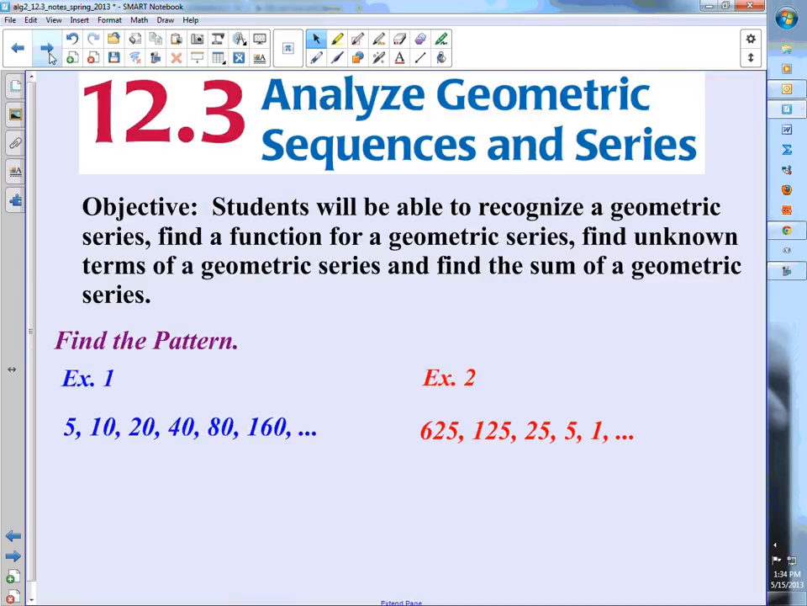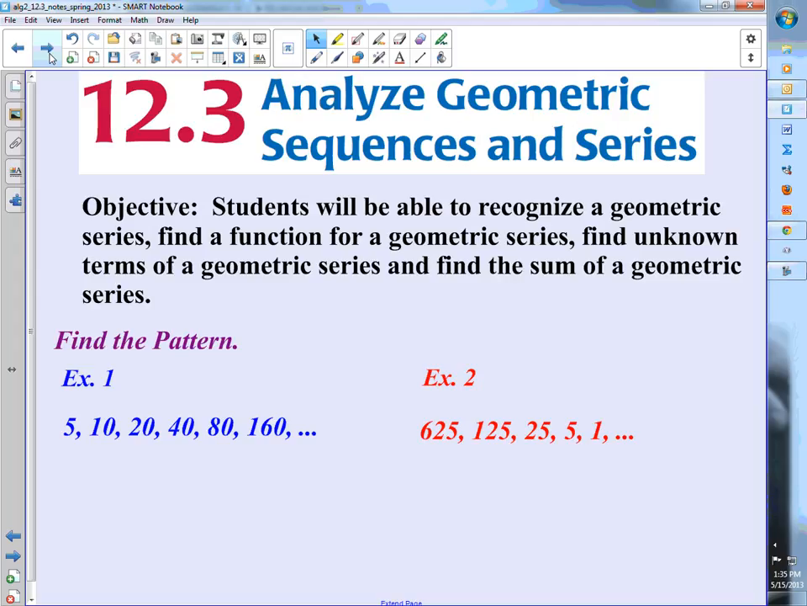Section 3. We're looking at, I want you to be able to recognize if a series is geometric. That's the first goal. The second goal is, can you write the explicit formula that will generate terms of the geometric series? And then the third thing is, can you find the sum of the series?